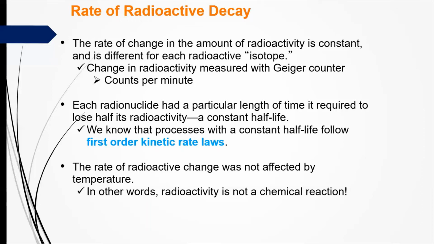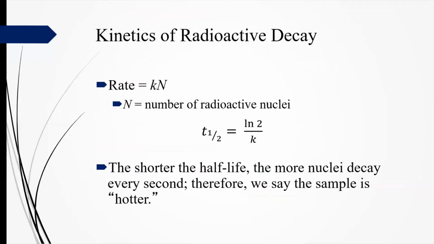Now, the rate of radioactive decay is not affected by temperature, so it's not a chemical reaction, but everything else does follow that first order kinetic rate law, which means that our rate is equal to some K value times N, where N is our number of radioactive nuclei. So if we had that per volume, then that would be like a concentration. It would be just like our other equation.